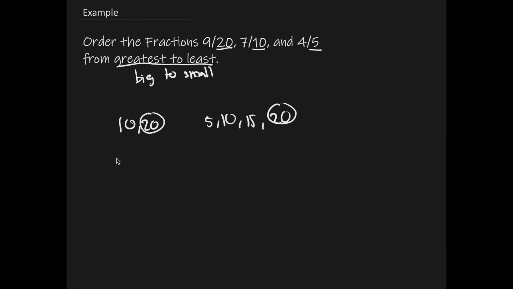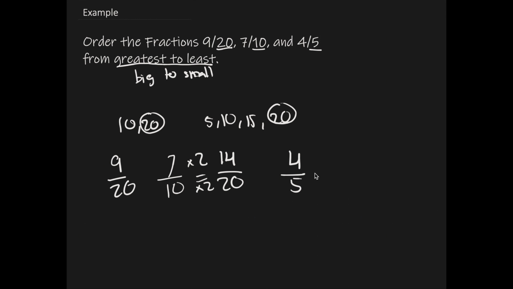Since 9/20 already has a denominator of 20, that one's already set. Now we have to convert 7/10. Our denominator is 20. How much does it take to get from 10 to 20? You have to multiply by 2. So we do 7 times 2 to get our numerator. 7 times 2 equals 14. So 7/10 equals 14/20. Now our next one is 4/5.